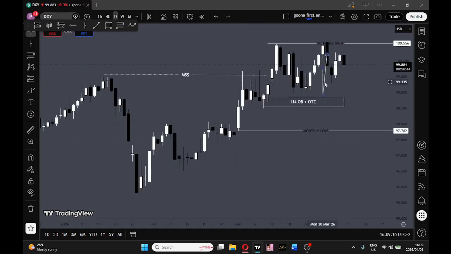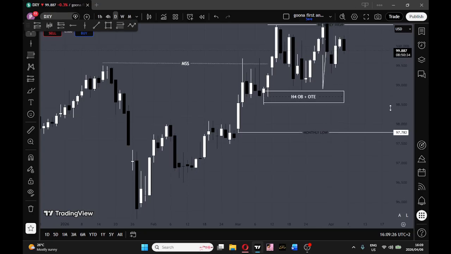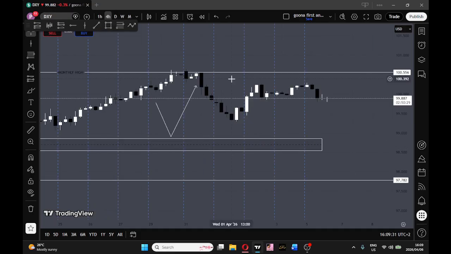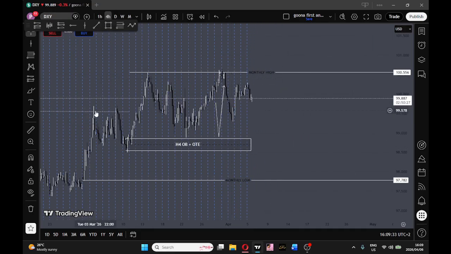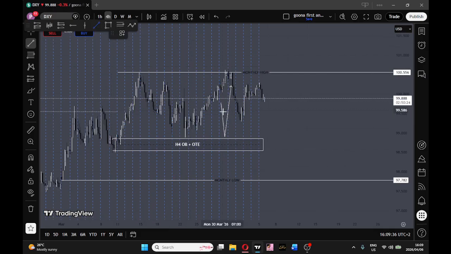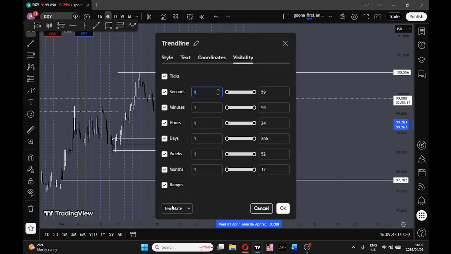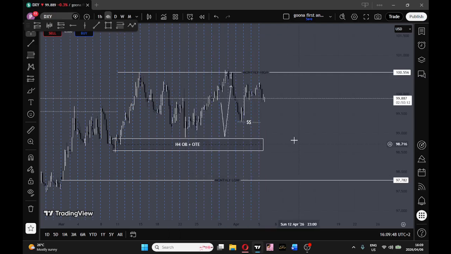So it didn't go down, it went down a bit this week, but it didn't sweep liquidity and move into our point of interest. So this for order blocks is still valid. Let's actually move this to here, something like this. Yeah, so still looking for this to happen.